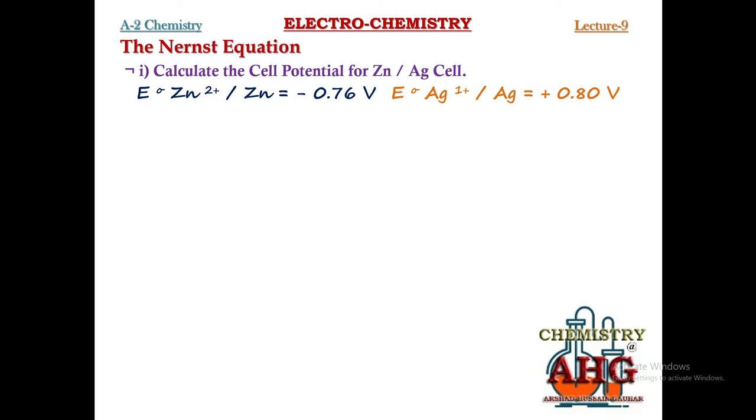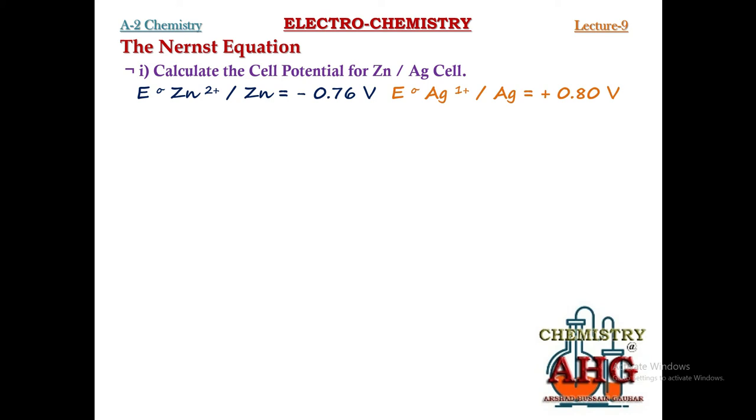Now what we have studied in this chapter in the previous lectures is that whenever you have been given two half cells, how will you decide which half cell would act as cathode and which one as anode? The half cell whose standard electrode potential is greater mathematically would become the cathode. Right now, if you look at the standard electrode potential values of both half cells, you can see the silver half cell has the greater numerical value. So the silver half cell would become the cathode and the zinc half cell would become the anode.